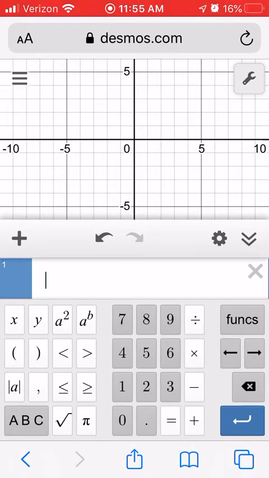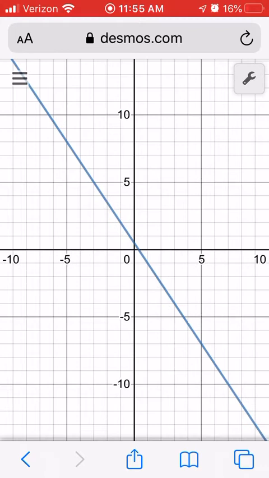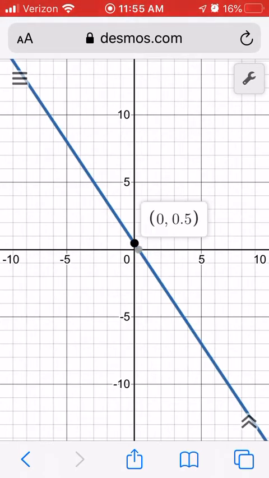For a line, the standard form is, let's do 3x plus 2y equals 1. All right, and there we have a straight line. I'm going to zoom in so y'all can see it a little better. It has a negative slope, and it crosses the y-axis. If you click on there, I'll tell you it crosses at 1/2 on the y-axis. And on the x-axis, it basically crosses at 1/3.